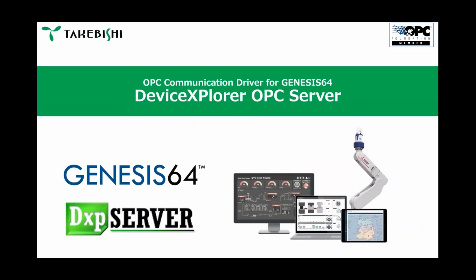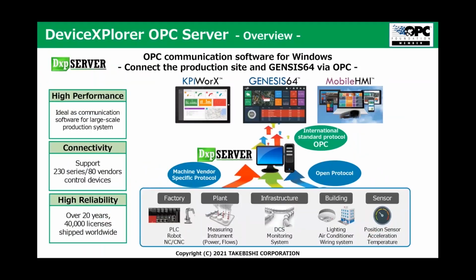Let me start by explaining the DXP server in relation to the Genesis64 integration. This is called the Device Explorer OPC server. As you can see in this picture, it's placed in the middle, and it provides the communication with the factory floor at the bottom: the plant, information, infrastructure, data, building information, or several sensors. All that equipment and data can be transferred via the DXP server to Genesis64.